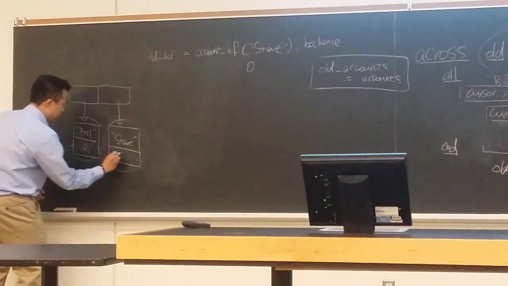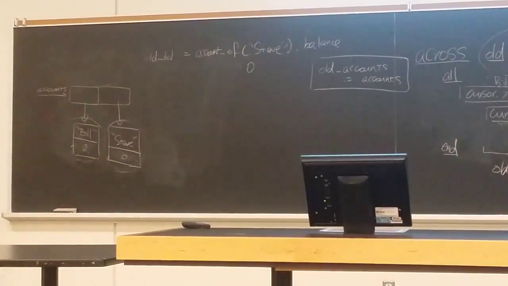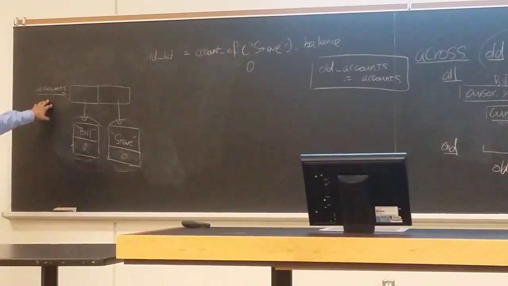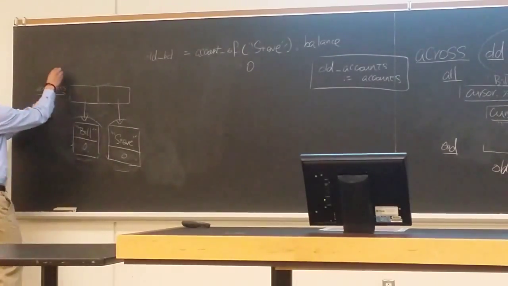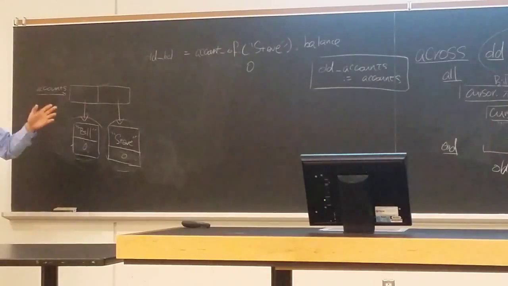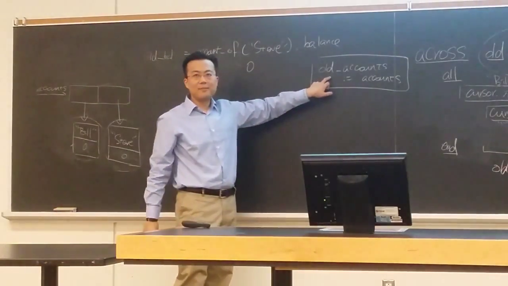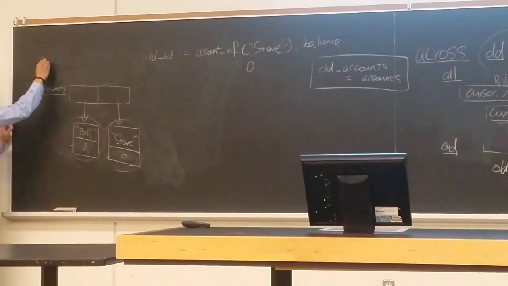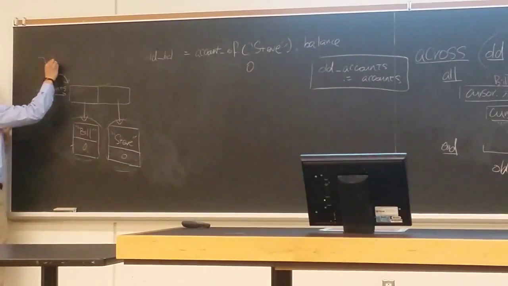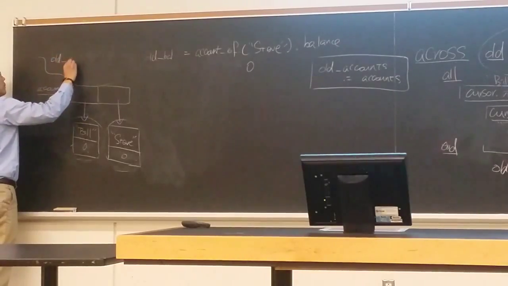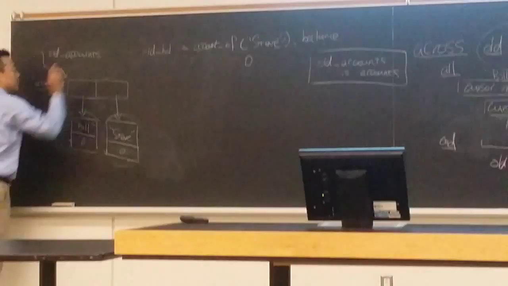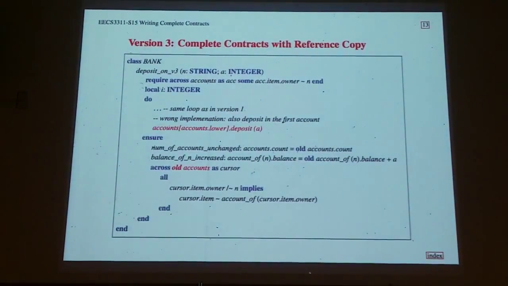Before, so both are 0 here. Okay, this is before the deposit occurred. So now, let's say it's all accounts. How is the diagram going to look after this caching process? It's going to be something like that. So you have old accounts, right? Because it's actually simply a reference copy.